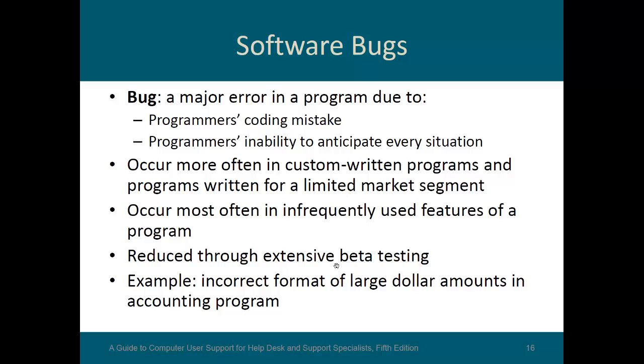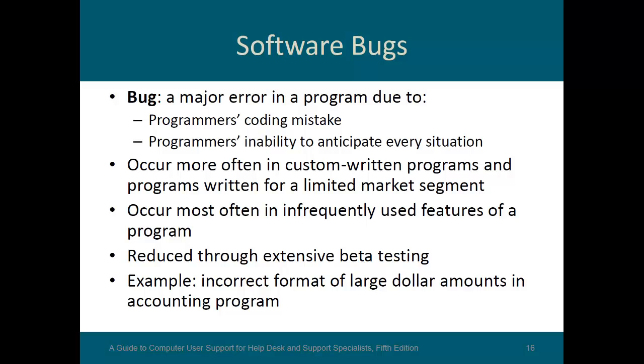Let's talk about software bugs. A bug is a major error in a program due to programmers' coding mistakes. That happens a lot. It comes from programmers' inability to anticipate every situation. A lot of times programmers will lazily copy in other people's code and try to jam it into theirs so they don't have to work quite as hard. And that causes all kinds of problems.